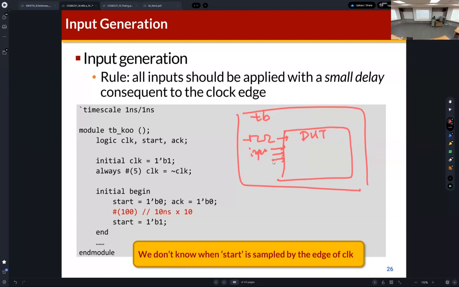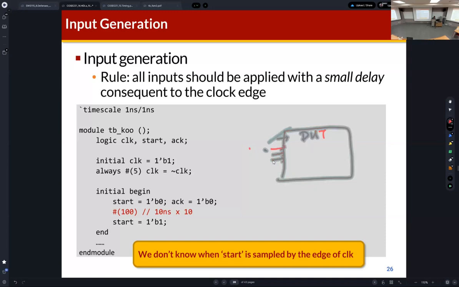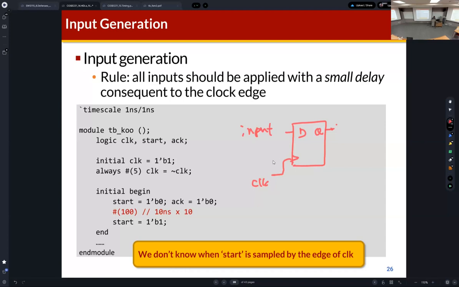So when the input signal is given to our design unit, it is provided like this. This is the clock signal, this is the D, and this is the Q. The input is actually given to the D port of the D flip flop. Okay, so this is the input signal.